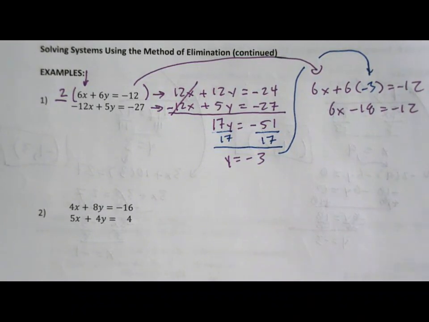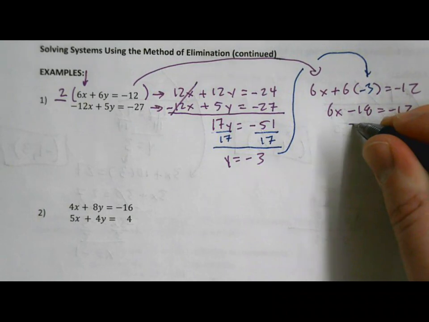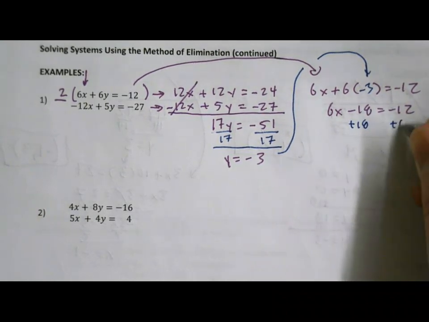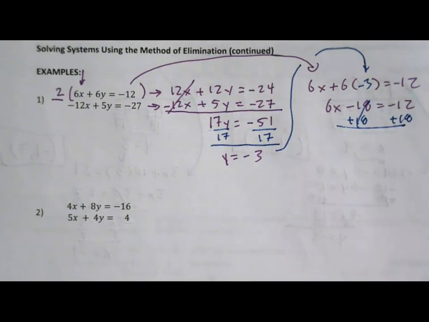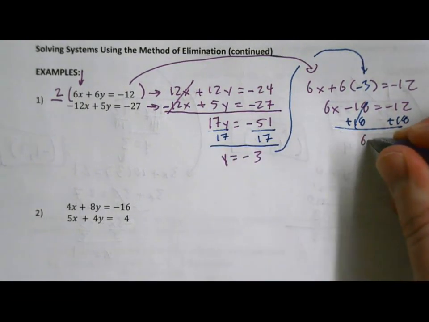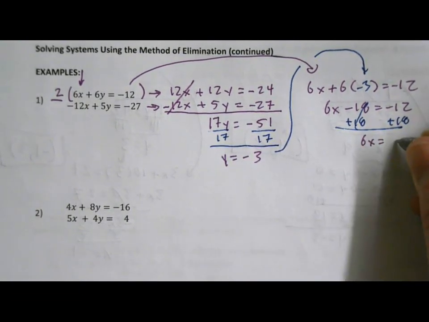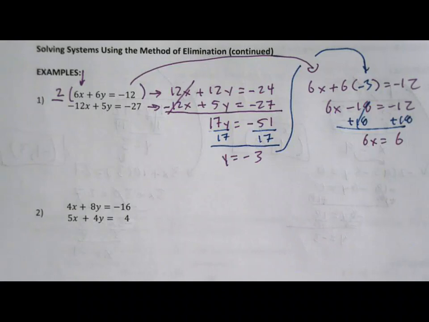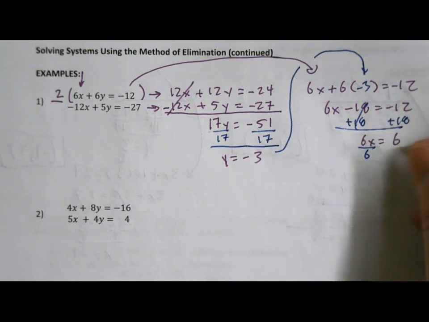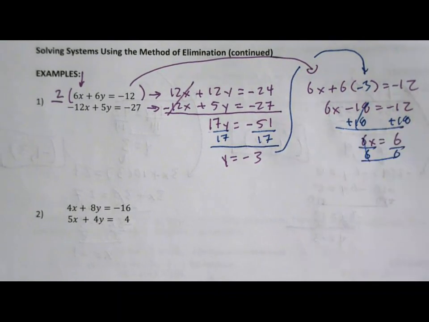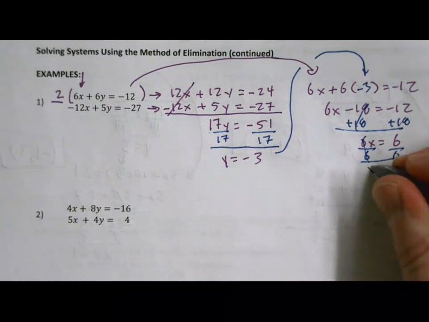So simplify, let's get this x by itself. Plus 18 on both sides. So 6x equals 6. And then divide by 6 on both sides to get x equals 1.